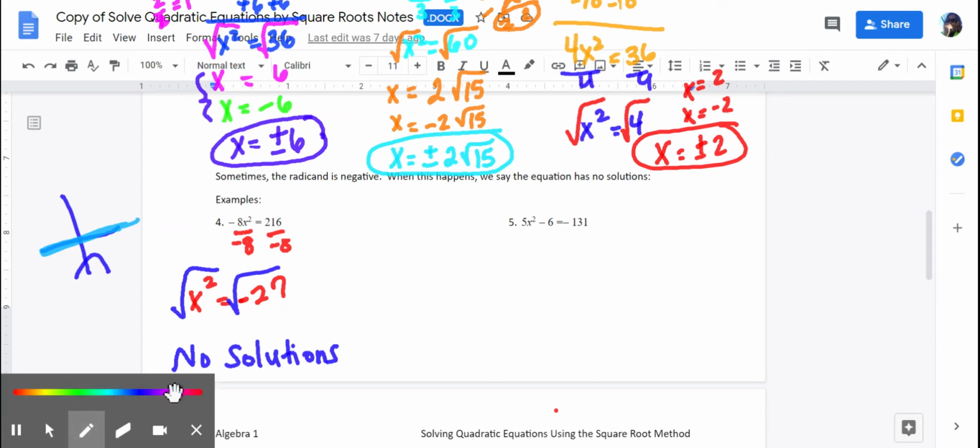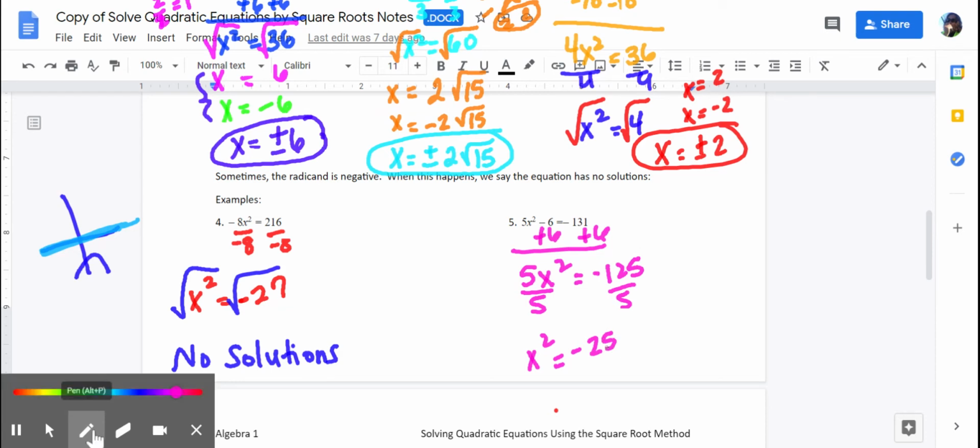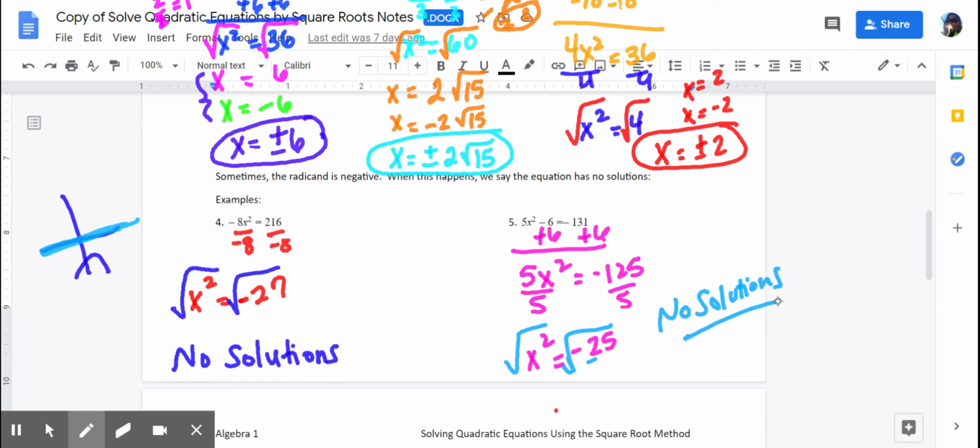So look at number 5. We're going to start by adding 6 to each side. When I do that, I get 5x squared equals negative 125. Divide each side by 5. We know x squared equals negative 25. I want to take the square root of each side, and because I have this negative inside of my radical, this will be no solutions. Please make sure that you are still showing your work on each of these problems.